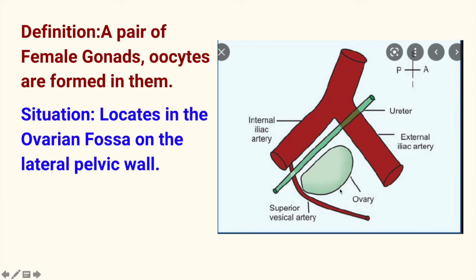Here in this ovary, this is the anterior aspect and this is the posterior aspect. Anteriorly it is related to the obliterated umbilical artery. Posteriorly it is related to the internal iliac artery and the ureter. This green colored part is the ureter and this is the internal iliac artery, which come under the posterior relations of the ovary, whereas anteriorly it is related to the obliterated umbilical artery, which is a branch of the internal iliac artery.